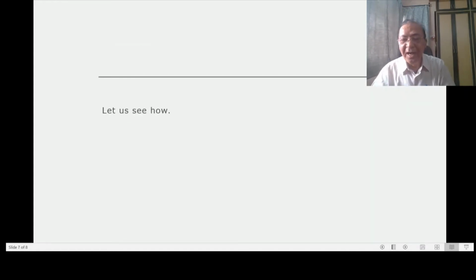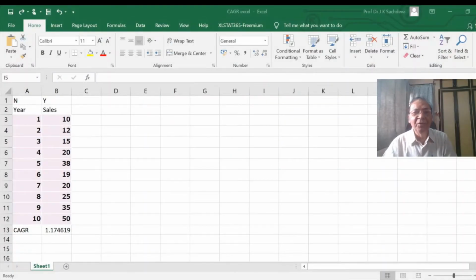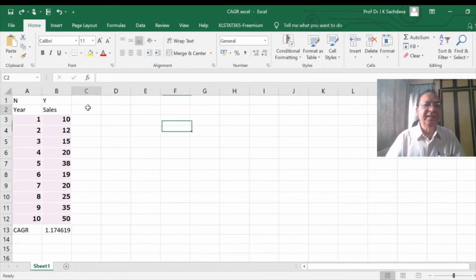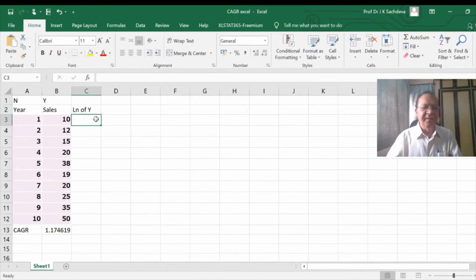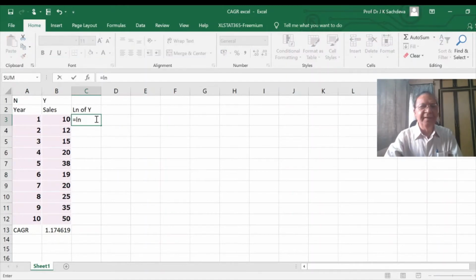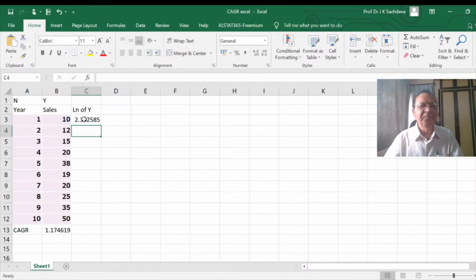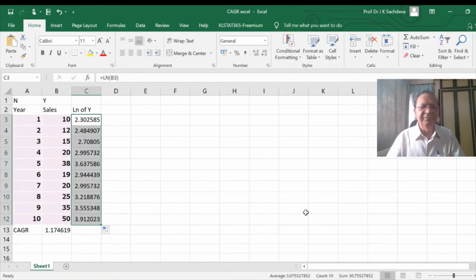Let us see how it works. I am going to take the log of this number. I am going to take the natural log, ln of y. This is my y, this is my n. Natural log means log to the base e instead of base 10. So this is the natural log, and this is n.